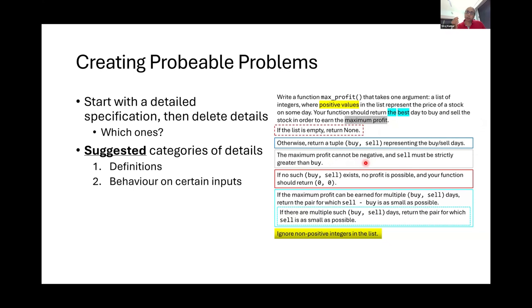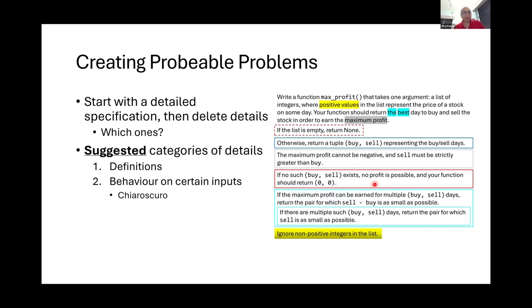What should the code do on certain inputs? For example, what if the list is empty? Or what if the list is such that there is no possibility to make a profit, right? So behavior on specific inputs or behavior on whole classes of inputs could be considered for deletion.